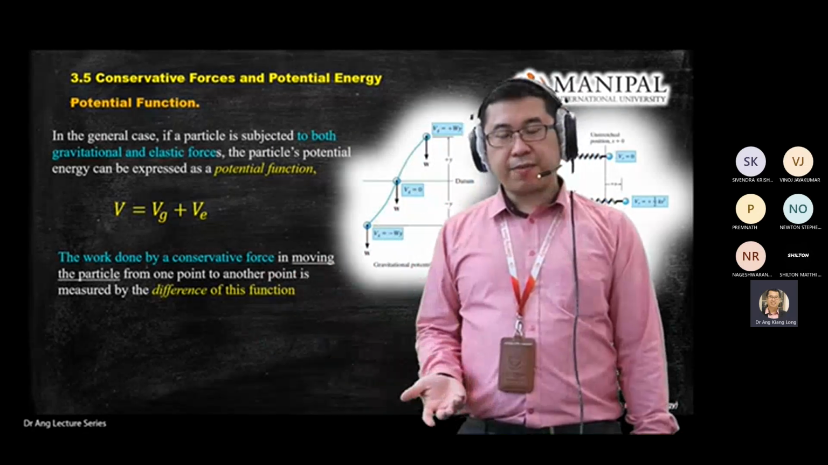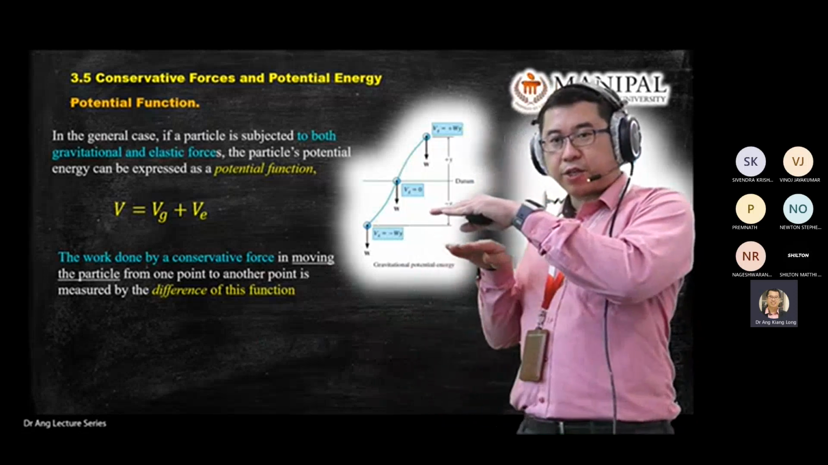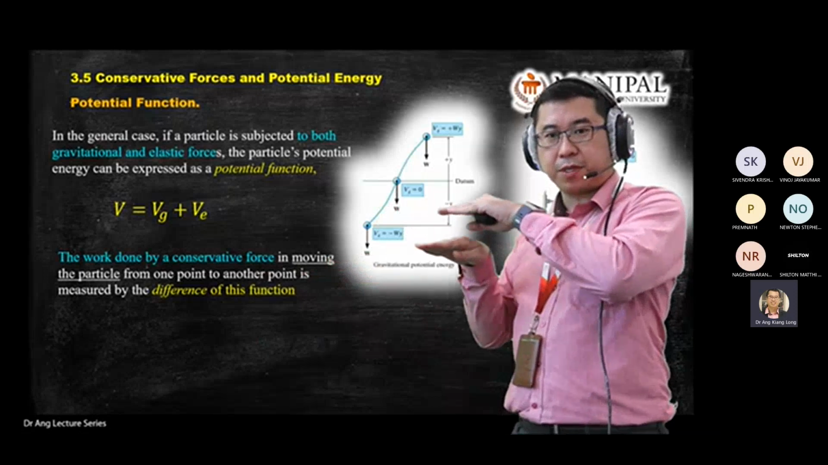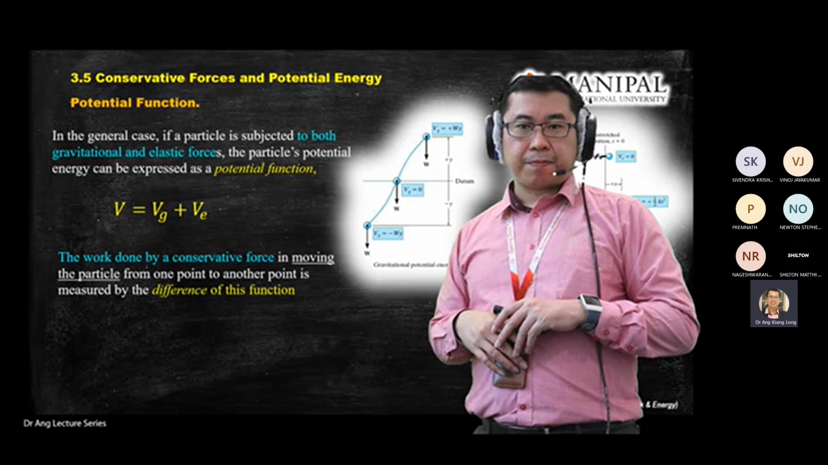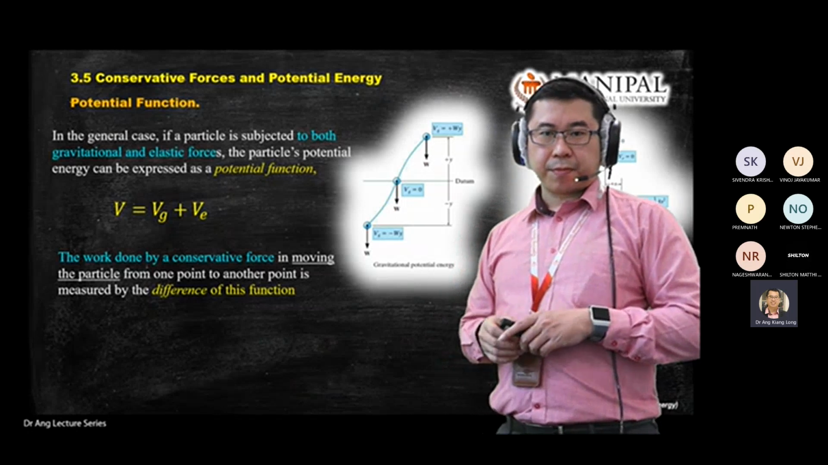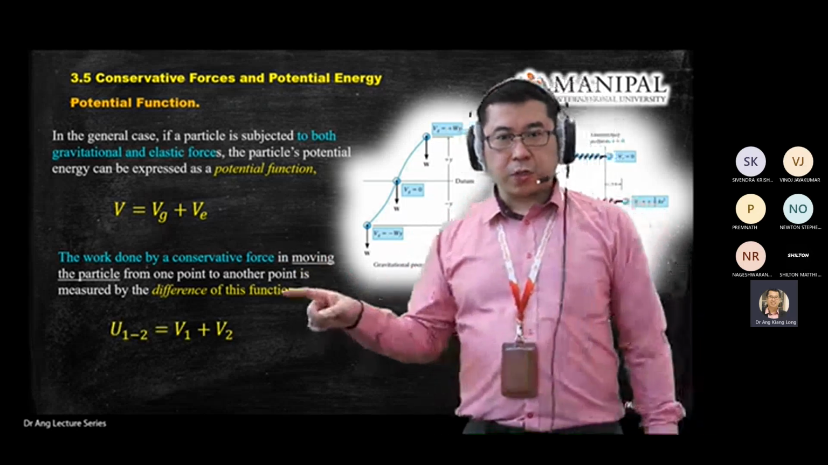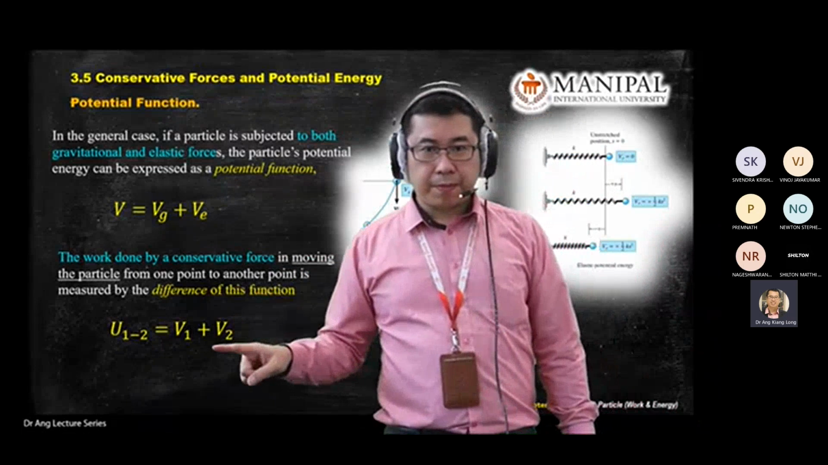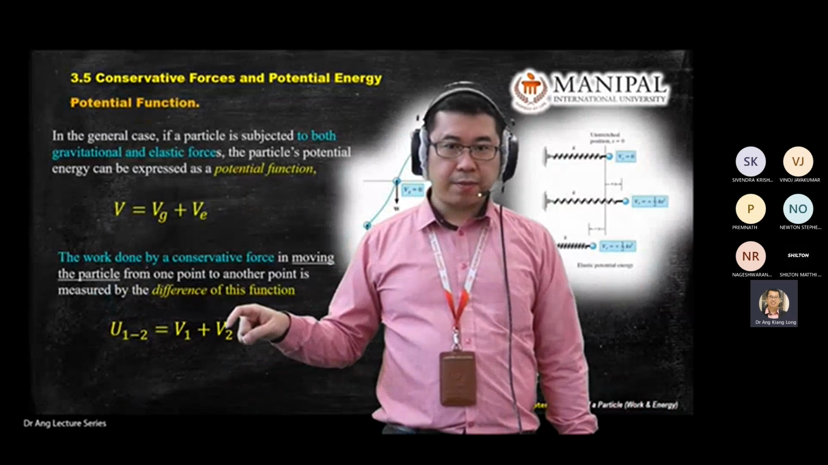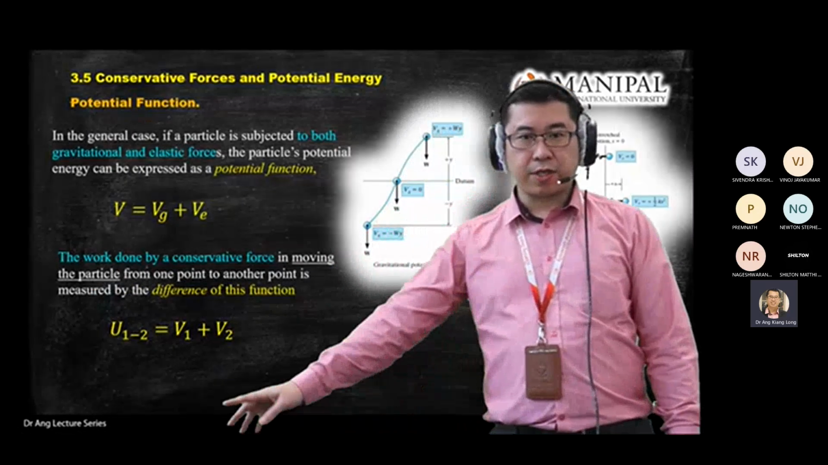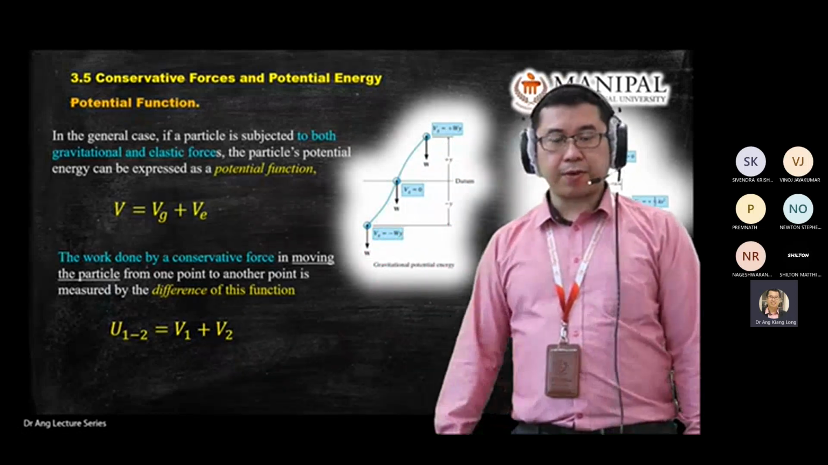Work definition is still the same as what we learned. What is work? Work is force and displacement. Force and displacement must be in the same direction. And this one talks about the work done by a conservative force. So you get V1 plus V2, something like that, right? It depends on how it moves. You will look at an example about this one.